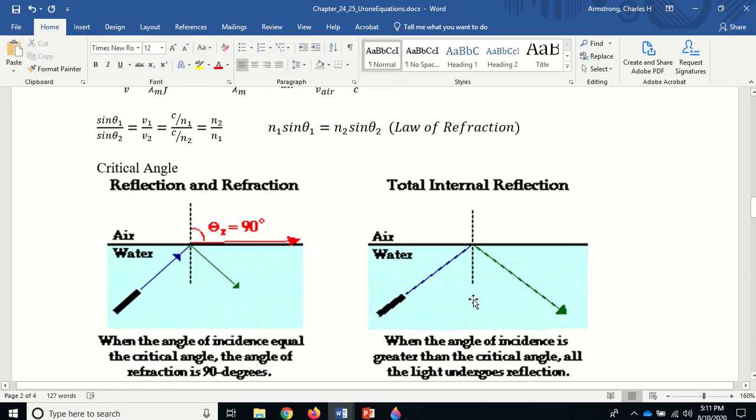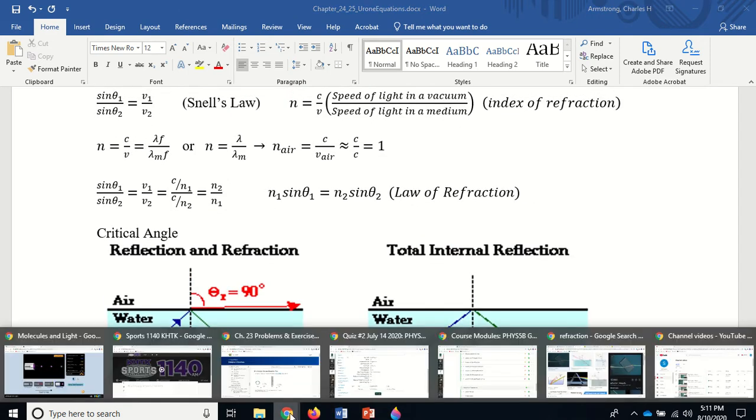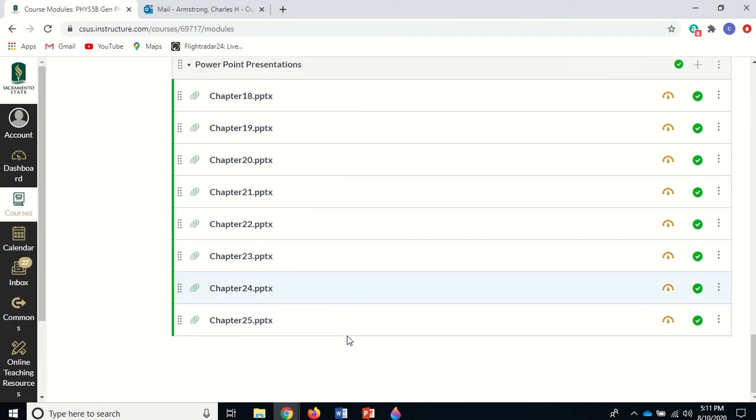So there are the 2 new equations, and everything's final. I'm not going to add anything more to this. This is all final. No new material. You've got the chapter 23 PowerPoint, then chapter 24 and chapter 25. You can look at those. I'll put the videos up for those tomorrow.